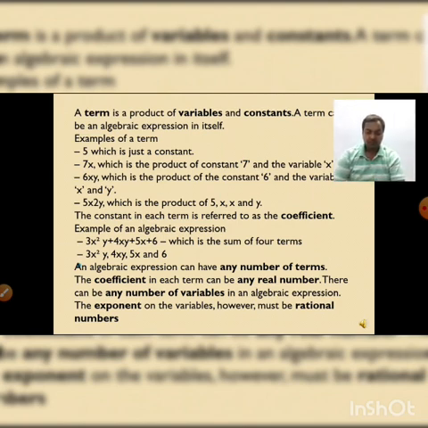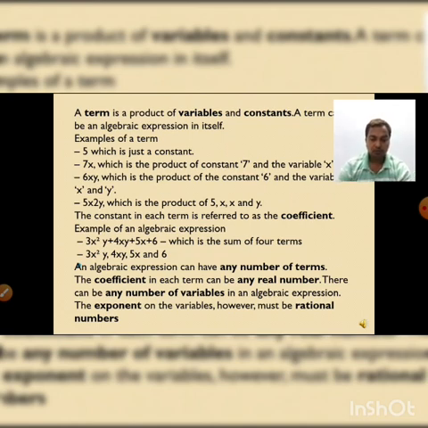The coefficient in each of the terms can be any real number. There can be any number of variables in an algebraic expression. The exponent on the variable, however, must be a rational number.